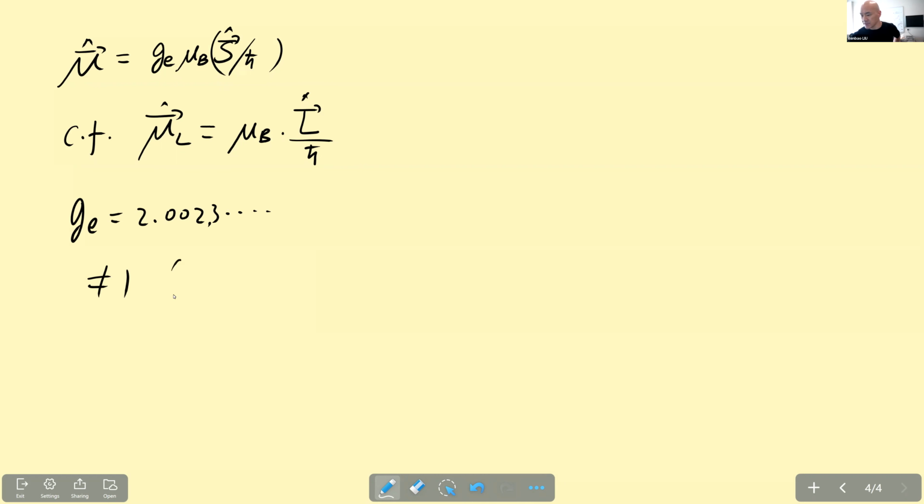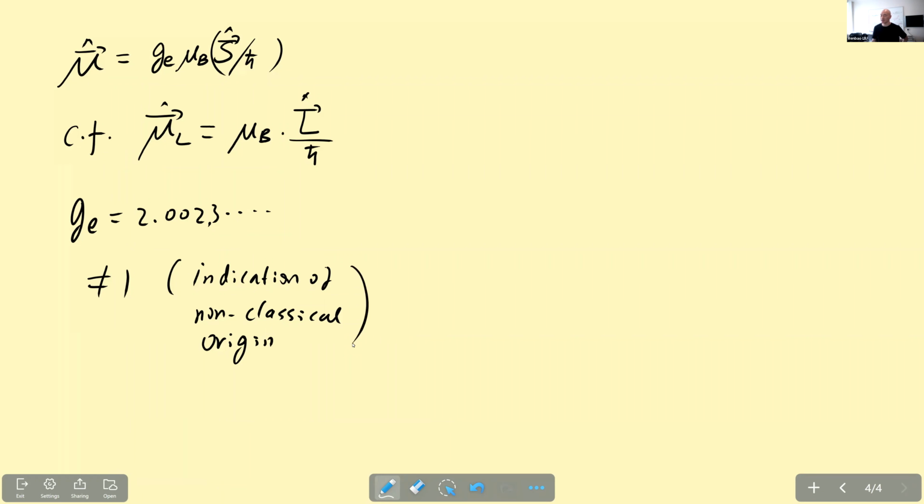And so this is already an indication of non-classical origin. We will come back to this point a little bit later when we get more information about this spin. But at this point, we are ready to answer a question. Some of you may say that we call this one spin half. The question is, why half? Why do we call this one spin half, not spin third, not spin 1, not spin 2?